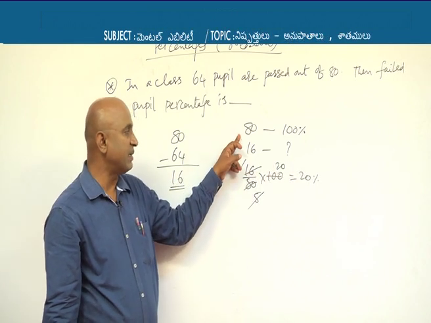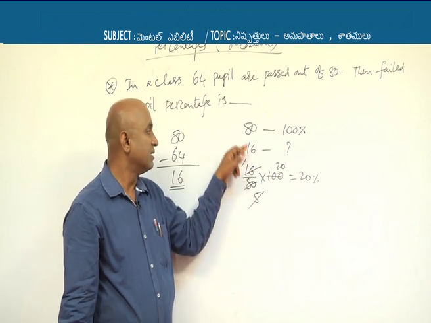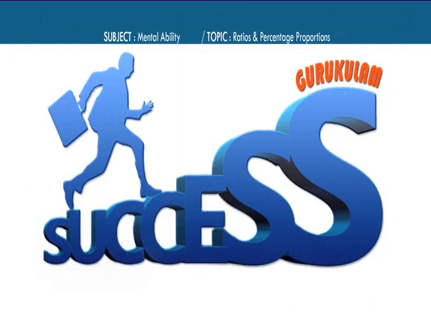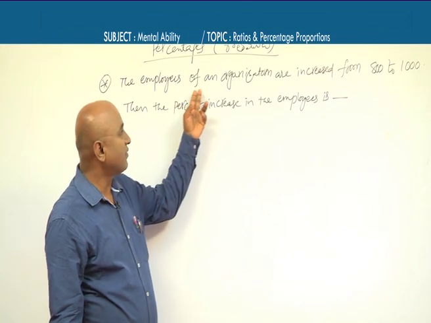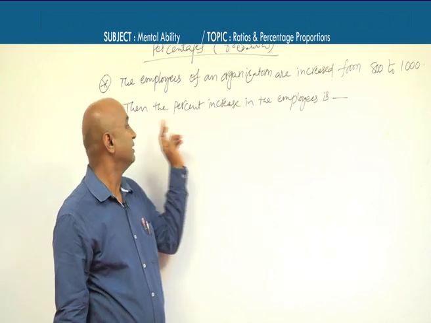So if 80 members are 100%, then 16 candidates are what percent? 16 by 80 into 100, that is equal to 20%. In this problem, the employees of an organization are increased from 800 to 1000.